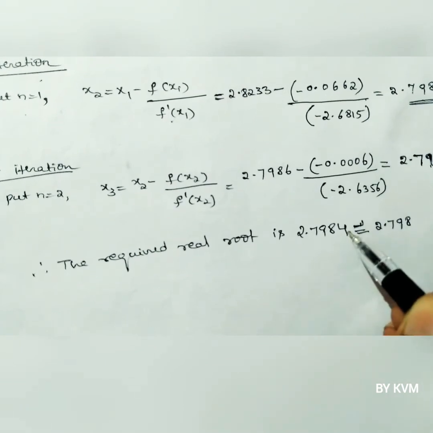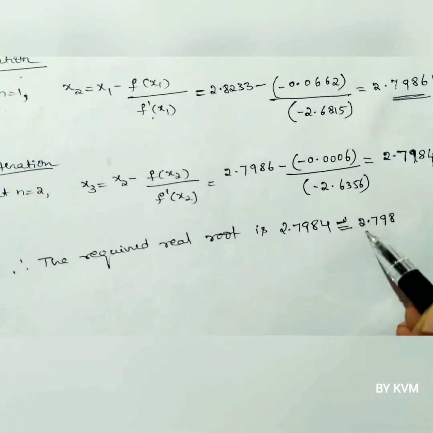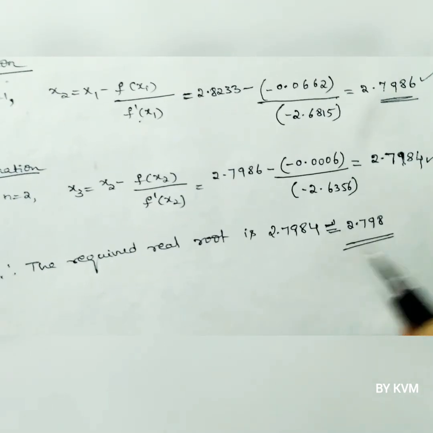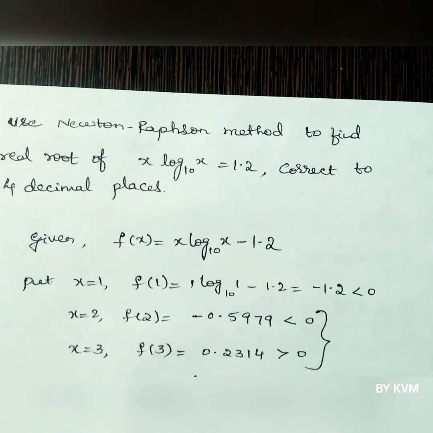In the fourth place there is 4. 4 is less than 5. So no need to add 1 to the third digit, you can keep the number as it is. So it is 2.798, the correct root to 3 decimal places. So this is the required root. And now let us solve the next problem.